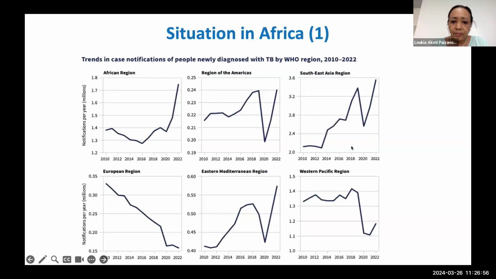WHO has 6 regions in the world, and here we can see that for the African region, the notification cases are growing. We have around 1.8 million cases. And the other biggest region is the Asian region. For the others, you can see the number is very low.